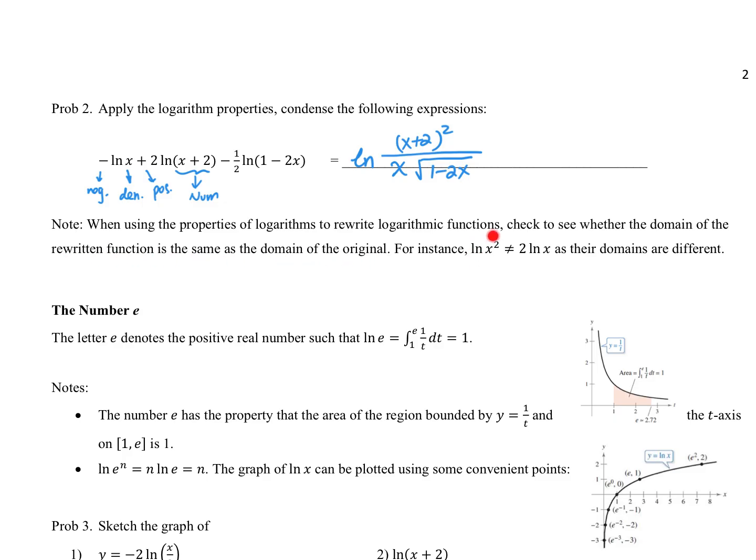For instance, ln x squared is actually not the same as 2 ln x, because this function being x squared, it will never be negative. The domain will be everything but 0. But for this function, ln x, the domain is 0 to infinity. They do not have the same domain. Therefore, these two are considered different functions, even though you may think moving the 2 to the front is fine, that will change the function. Okay, so please be aware of that.